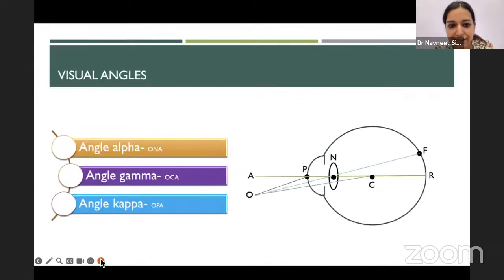Next slide, please. So first is the angle alpha. As you can see in this previous diagram, angle alpha is the one which is formed between the object of concern at near, the nodal point of the lens, and the far point. So this ONA forms the angle alpha. Second is the angle gamma. Angle gamma is the angle which is formed between the lines joined by the object of concern, the center of rotation of the eye, and the far object. And the third, which is of the most importance in refractive surgeries, is angle kappa. Angle kappa is the angle formed by the object of concern, the center of the pupil, and the far distance.